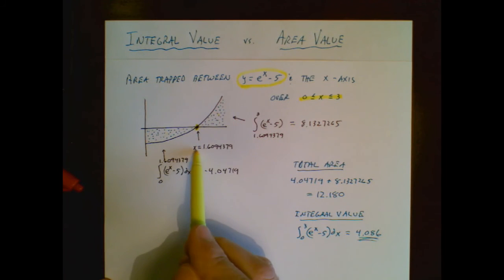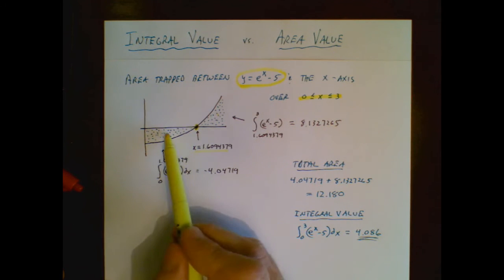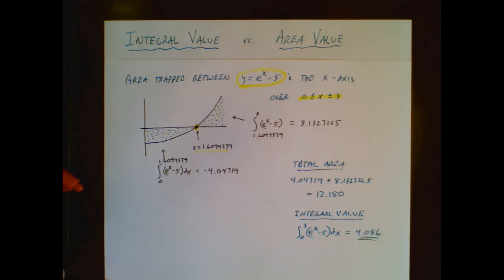I find out where it intersects the x-axis. And now the difference between this problem and the previous problem is these two compartments are not beautiful little triangles that we can do based on geometry when we do the total area. So let's begin with just the integral value.